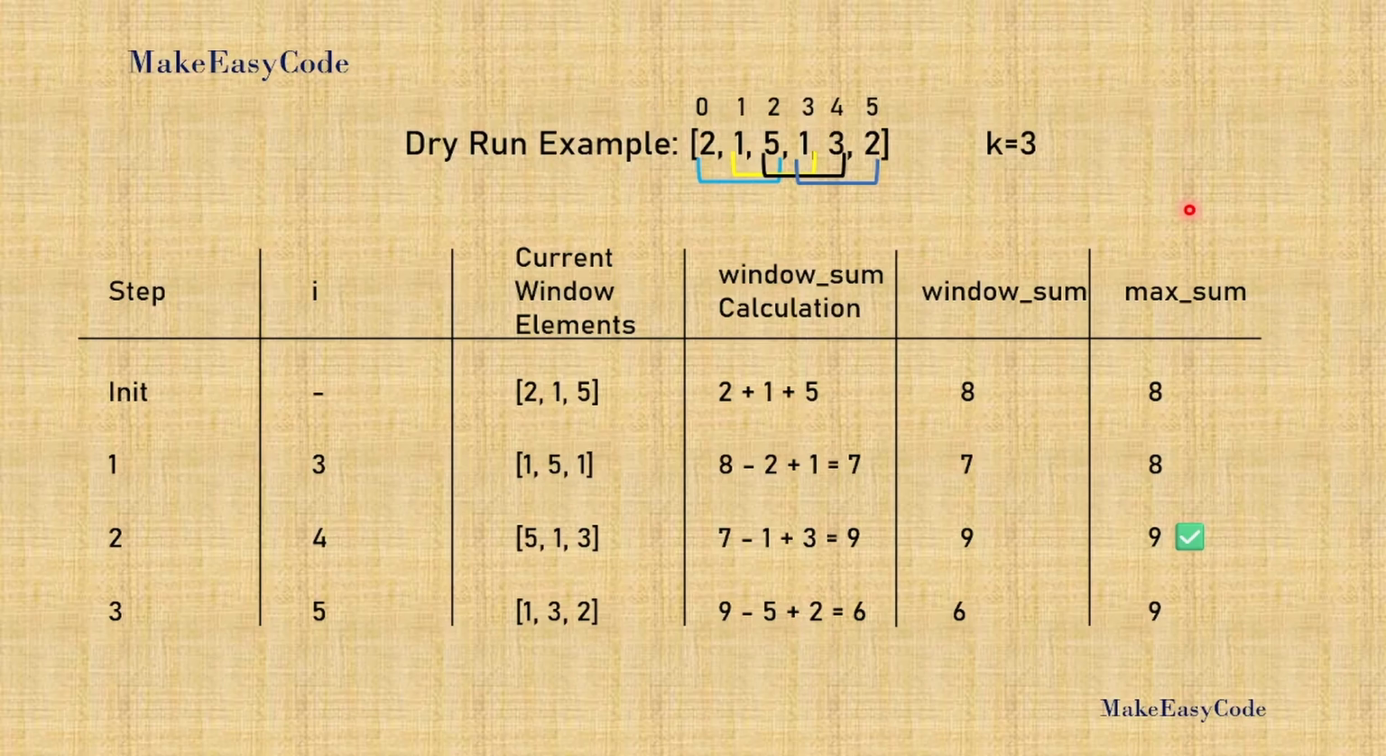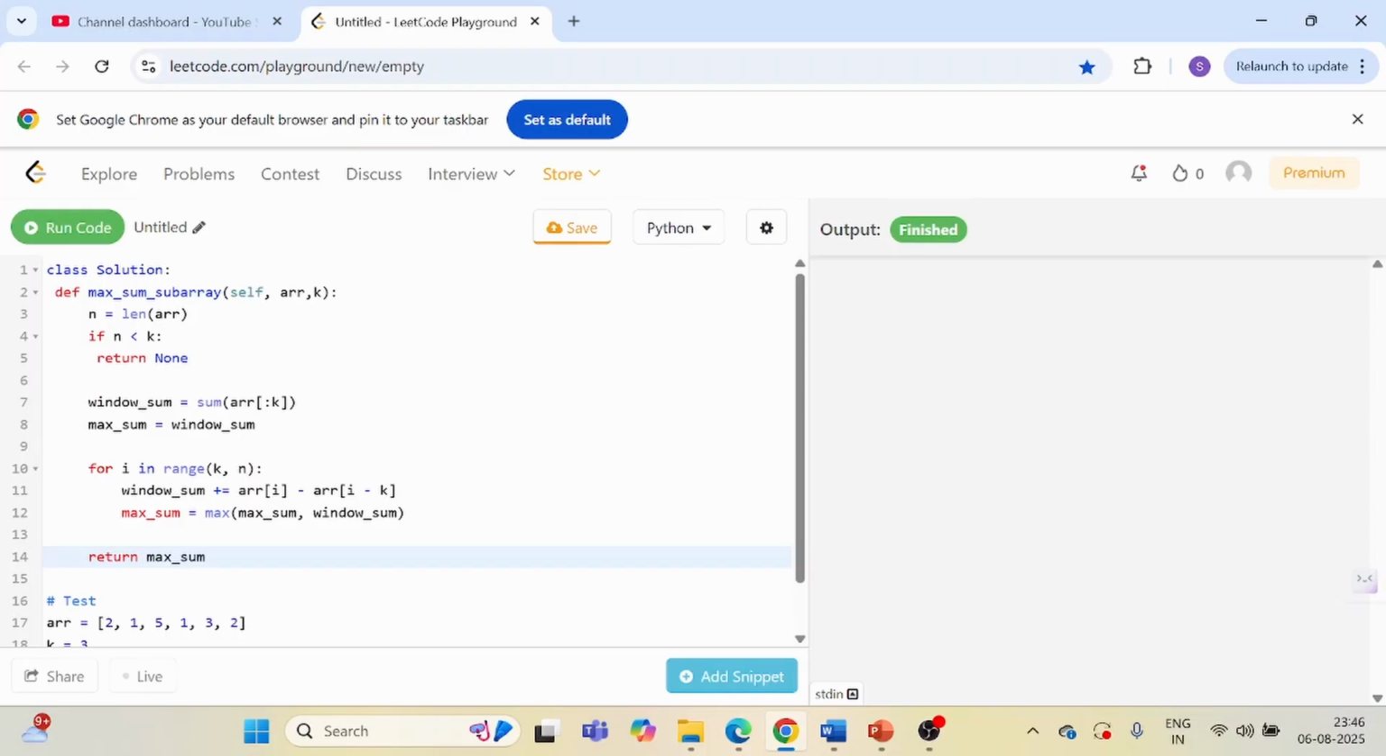So let's go now to LeetCode and check our program, whether it is running and we are getting the expected output or not. Here in LeetCode, I have already written the code for the same input, and now we'll check the output. Yes, we got the expected output, 9, with k equal to 3.